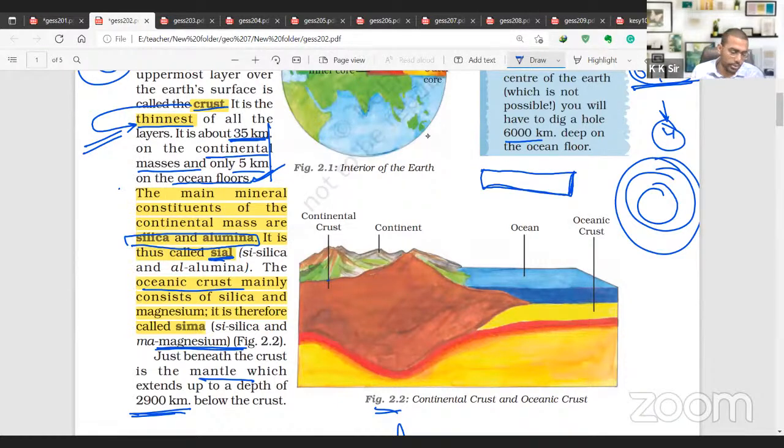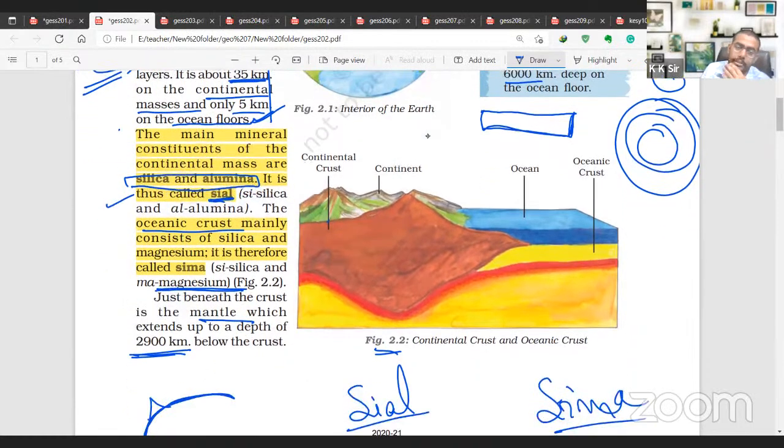So if you take a piece of the land where we are, the highest constituent will be silica and aluminum, and then there will be the rest of the other minerals like iron or phosphorus, whatever it is. But the highest quantity is of silica and aluminum. So that's why it's called Sial.